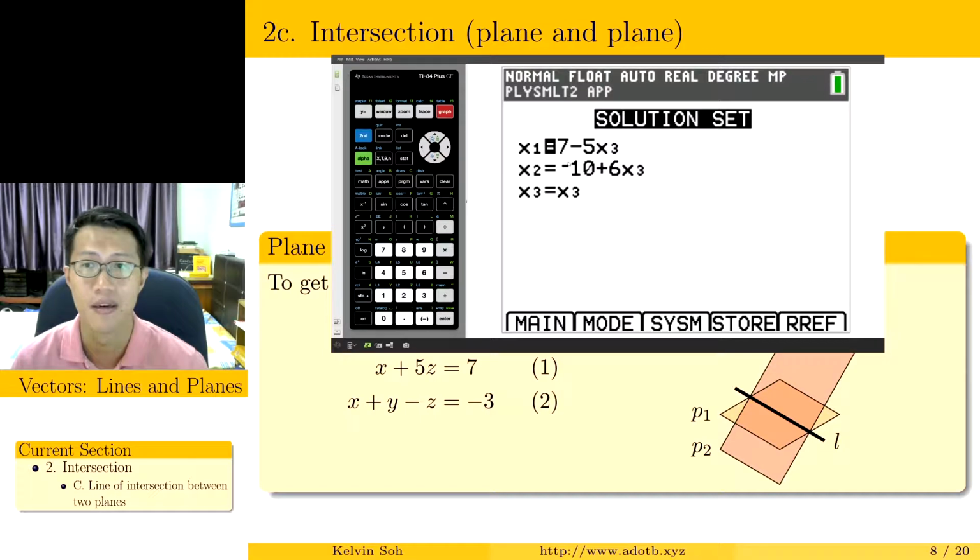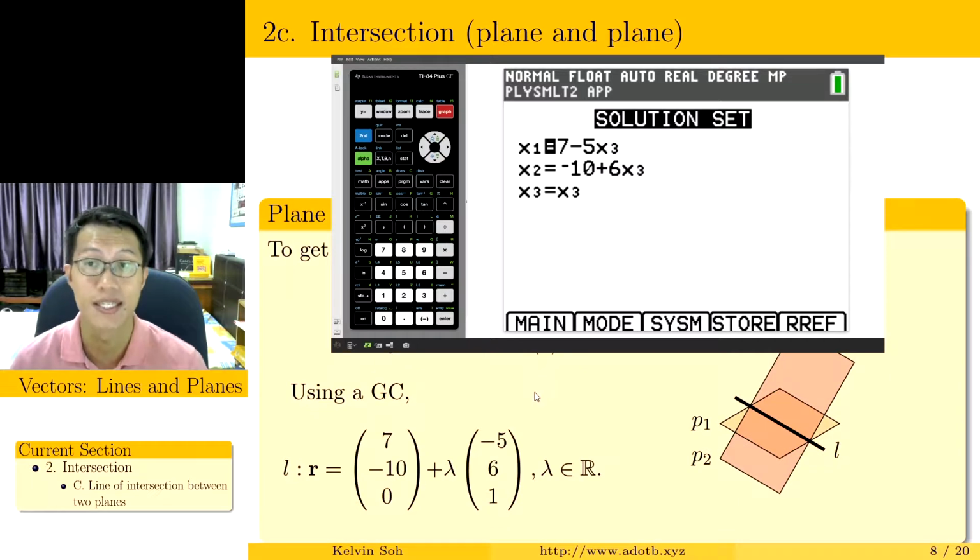It looks a bit weird. 7 minus 5 x3. So what does x3 represent? The trick to tackle this question is to observe that what we want is the equation of a line. How does the equation of a line look like? It has a point plus lambda of a direction vector. So there's an unknown lambda within our equation of the line. So when our calculator says x3, one way to interpret it is we can treat x3 as if it's lambda. So let's translate it into our answer.